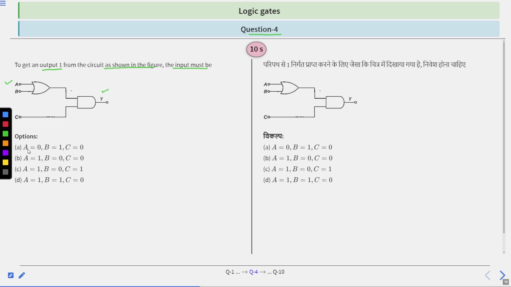Option A: A is 0, B is 1, C is 0. Option B: A is 1, B is 0, C is 0. Option C: A is 1, B is 0 and C is 1. And option D: A is 1, B is 1, C is 0. So which option is correct? You have 10 seconds to solve this question. After 10 seconds, we will provide the solution.